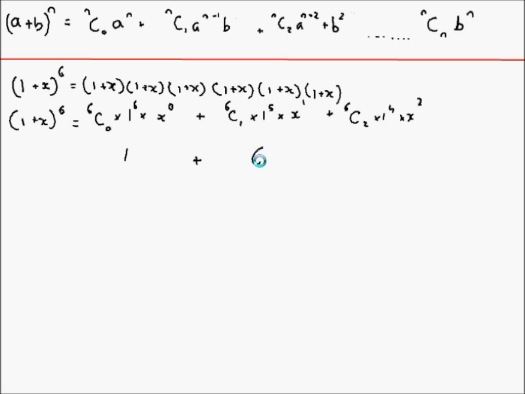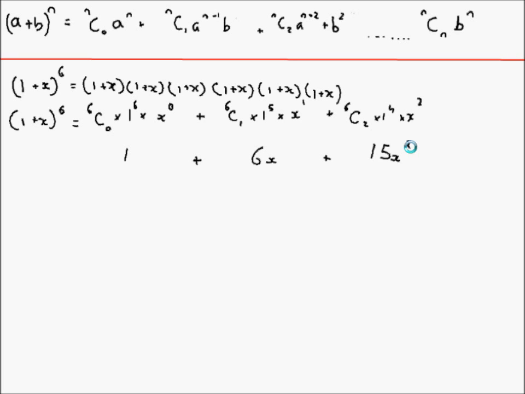That would be 6x, plus 6C2. Now 6C2 is equal to 15, and this means you have 15 times 1 to the power of 4 times x squared, which makes 15x squared. And that's the first three terms in ascending powers of x.